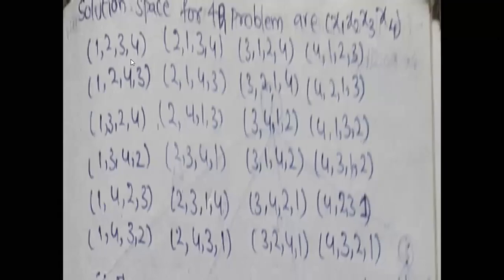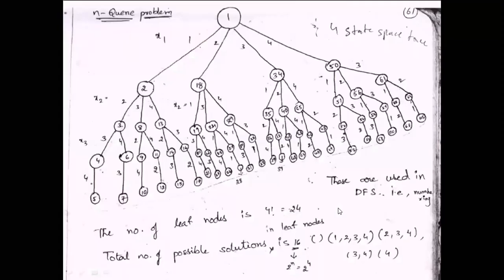For example, suppose you are representing 4 3 2 1. That means x1 equal to 4, x2 equal to 3, x3 equal to 2, x4 equal to 1. So totally there are 24 tuples here, with the first tuple and this last tuple.